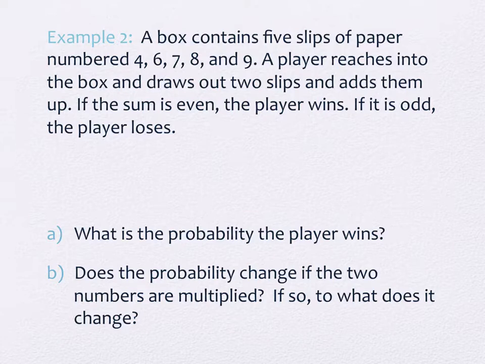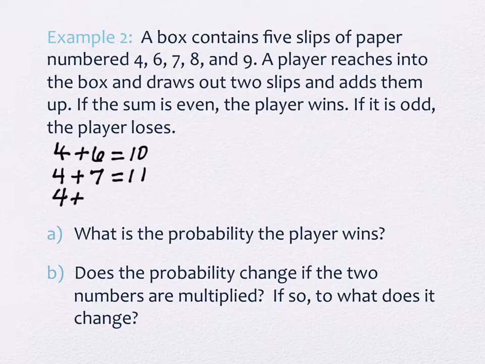So one way of doing this problem is to simply write out all the possible outcomes instead of a tree diagram, which shows the possible outcomes that could happen. For example, if I draw out a 4, what else could I draw out? A 6. So 4 and 6 give me 10. But if I drew out a 4, what else could I draw out? A 7. 4 and 7 would give me 11. What if I draw out a 4 and an 8? I get 12. Or I could draw out a 4 and a 9, and I would get 13.